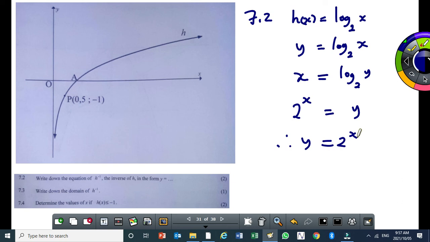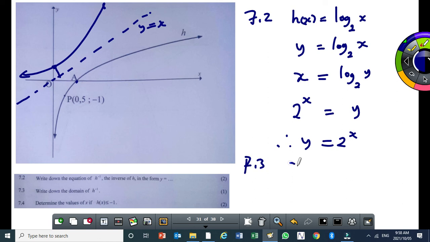Now, you also need to know how that function looks like. If you were to draw a sketch, it looks like this. The y-intercept is 1, x-intercept is 1. There is a line of symmetry there, which is the line y equal to x. You have to know this, right? So if I'm to write the domain here for 7.3, the domain will always be x is an element of real numbers, because we are starting from minus infinity up to positive infinity. It was the domain of the inverse, and the inverse of the logarithmic function is exponential.